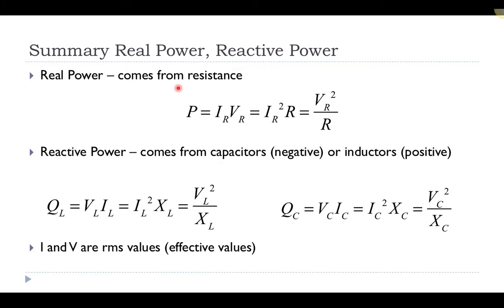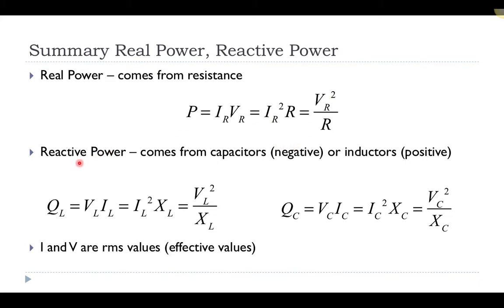Real power is something that occurs when the load has resistance in it, and that resistance can use that power in the circuit. It doesn't give it back to the source, so you can dissipate heat, for example, with a resistor. And so the real power can be written as the current times the voltage. Of course, this is the current through a resistor and the voltage across a resistor, and these are always the effective values. And then we could use Ohm's law to write it in terms of the resistance or the voltage.